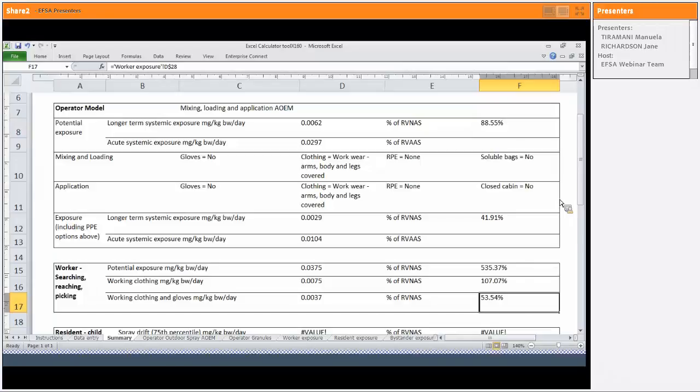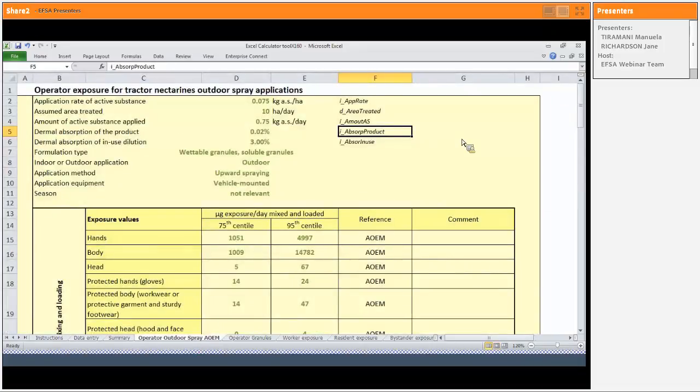But I think it's more useful. Obviously, this gives you a summary and it's very useful. But I think it's important to always go in and actually take a look at each of the values that have been predicted so you can be sure what you're looking at. So here we go and have a look at the outdoor exposure. And here we can see some of the defaults coming in. So because we're using upward spraying for tree crops, here it's 10 hectares per day is the area treated that we use. Here we can see some of the input values that we've put in.